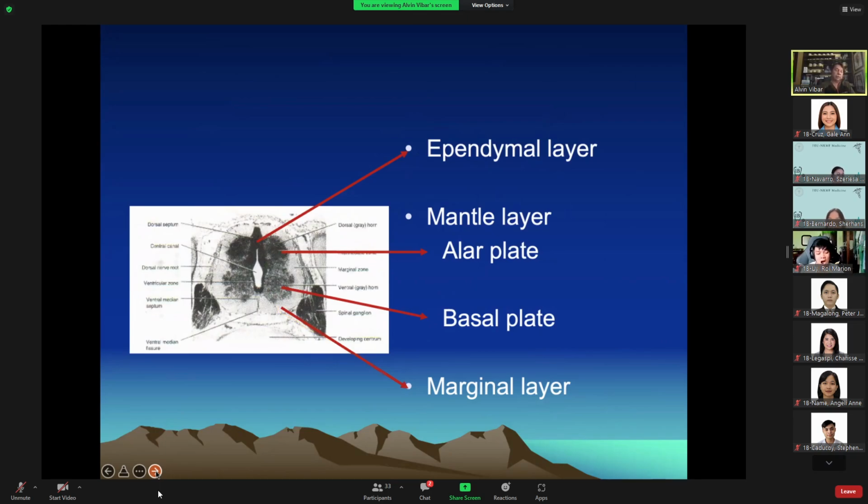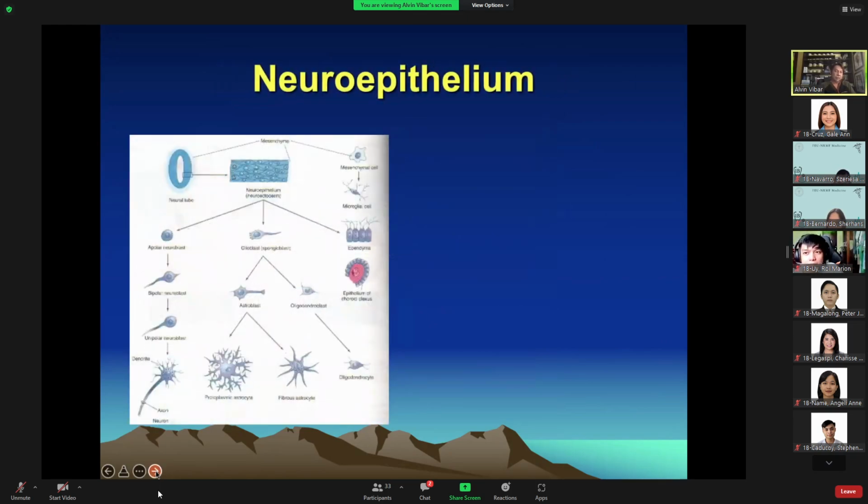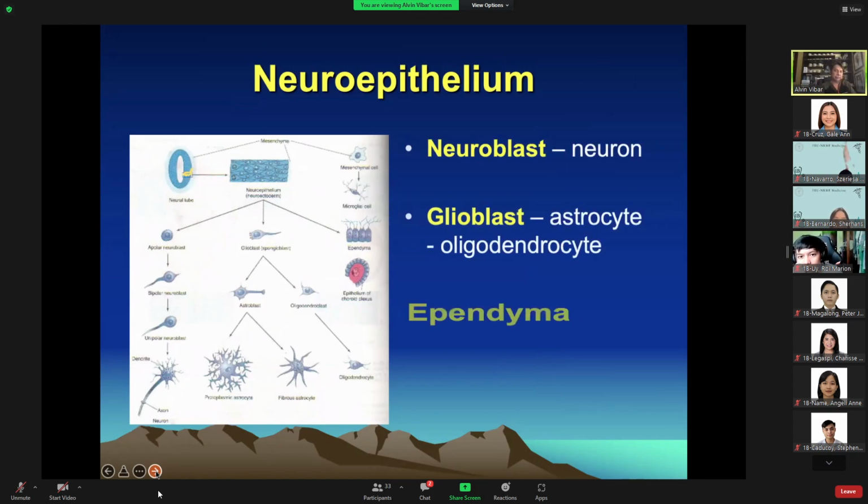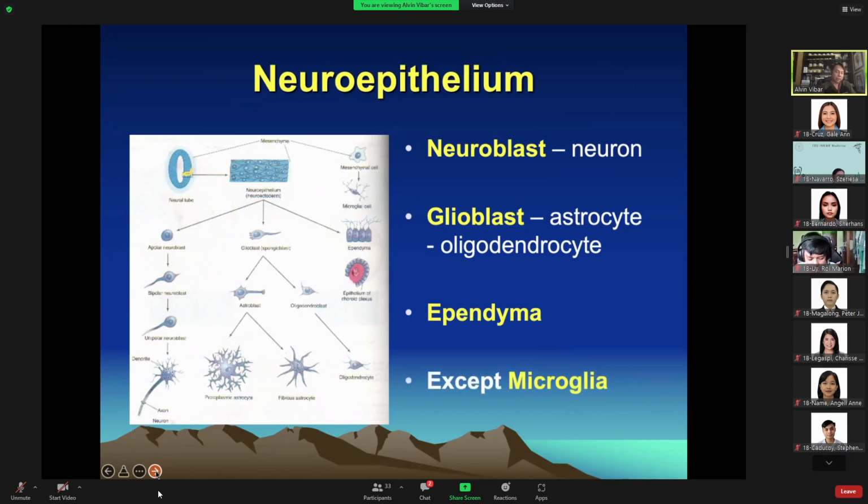Okay, anyway, that will be oriented to you in the laboratory in detail later. What about the neuroepithelium of the neural tube? The neuroepithelium will give rise to the cells of the nervous system. You have your neuroblast, which will become the nerve cell, the glioblast, which will become the supporting cells, glial cells, astrocytes, and oligodendrocytes. And you have the ependyma, which will give rise to the ependymal cells. And there's another one, microglia.